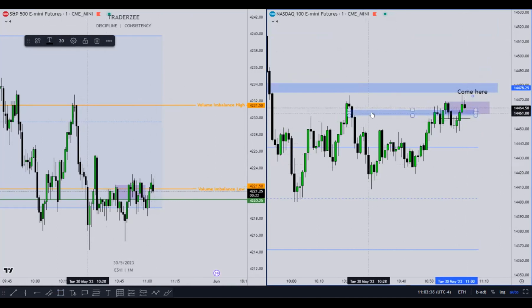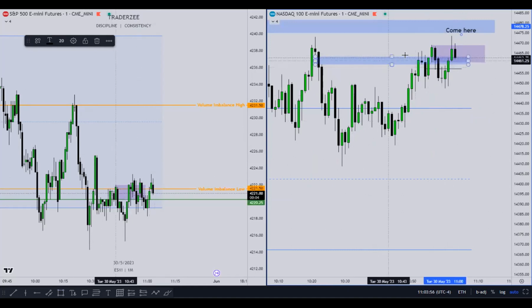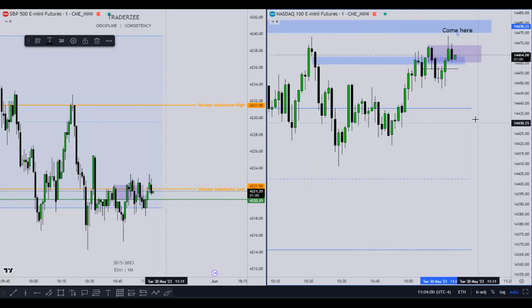Also, now we will use this inversion fair value gap as well. But the conditions are low probability. So we're not doing anything here. We're just monitoring price. Now I would prefer if it respects the inversion fair value gap and moves higher. I would prefer that. I'm not comfortable doing anything in this environment.